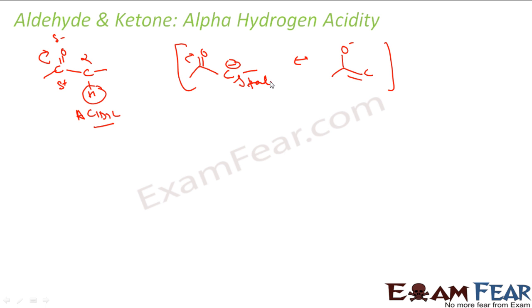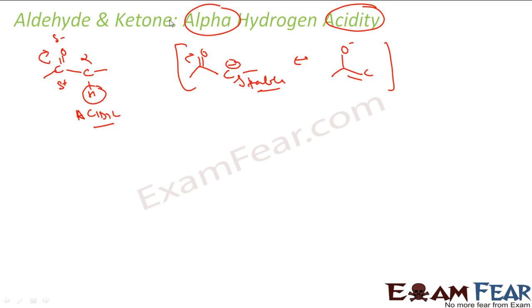So the output which you get once this alpha hydrogen is removed is a stable compound. Thus, because of resonance, it adds to the effect, and this hydrogen leaves easily. So this alpha hydrogen is acidic. That's why the term says acidity of the alpha hydrogen in aldehydes and ketones.